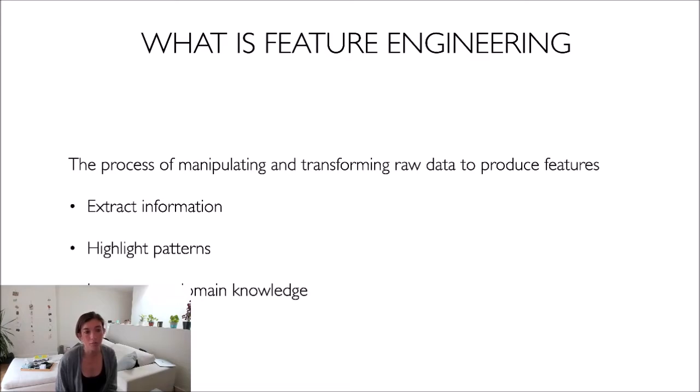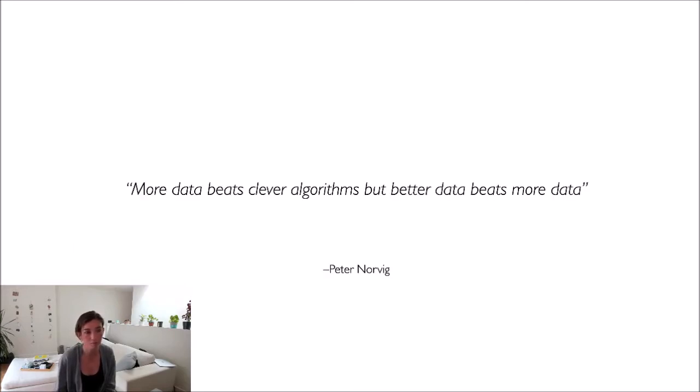Feature engineering is the process of manipulating raw data to produce features that represent the problem at hand, doing so by extracting information, highlighting patterns, and incorporating domain knowledge. So it lets us feed our analytical tools meaningful input, and it's the best way to improve machine learning models. "More data beats clever algorithms, but better data means more data." I really like this quote. I feel like it really summarizes a lot of what data science is.